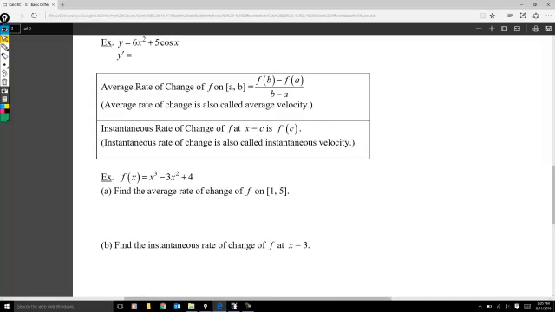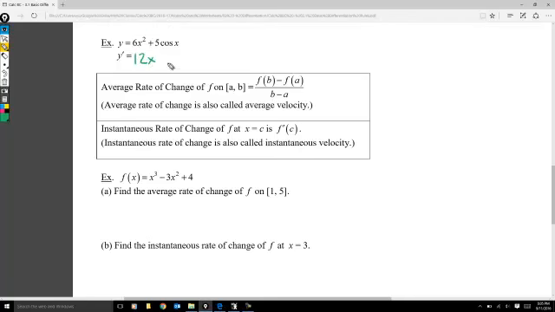Let's try an example. So the derivative of 6x squared is going to be 12x, and I got 5 here just chilling. Now the derivative of cosine is negative sine. Okay, and so we'll end up with 12x minus 5 sine of x. That's a sine, I promise.